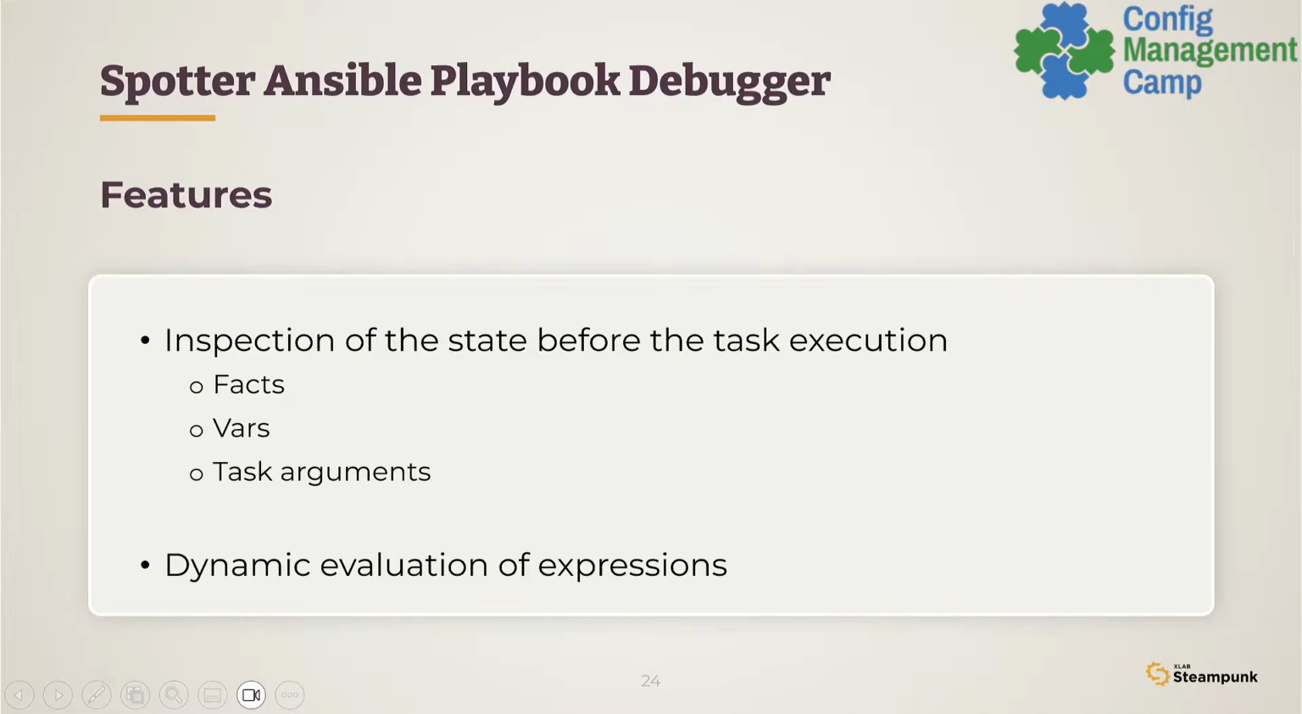Whenever you are stopped on the breakpoint, you can check what the facts are, what the values of all variables are, and you can also inspect the task arguments that were received by the task. This is shown by, let's say, this inline task inside the YAML, because there you actually need to know what was calculated in the end. Another thing that is really important is dynamic evaluation of expressions, because then you have multiple tries without reruns.